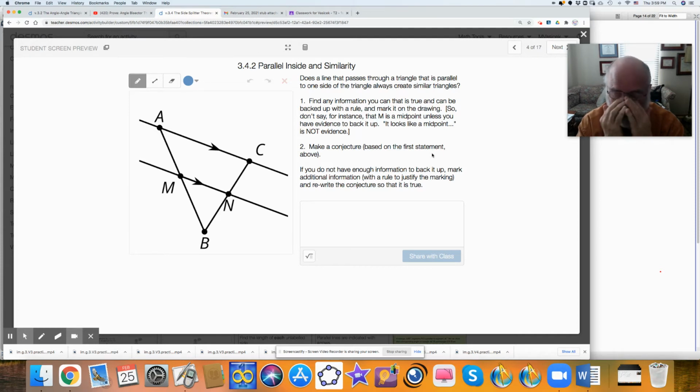The conjecture that you should make is, if a line passes through a triangle that is parallel to one of the sides, it will always divide those sides that it intersects with into proportional parts. And notice that this says nothing about the sides that are parallel to each other. It only talks about the ones that are being split. That's why they call this the side splitter theorem.